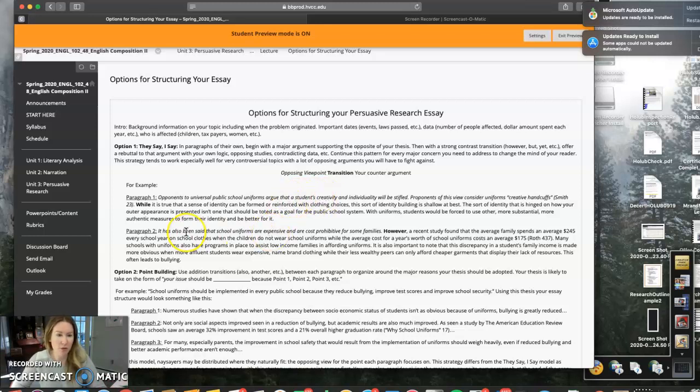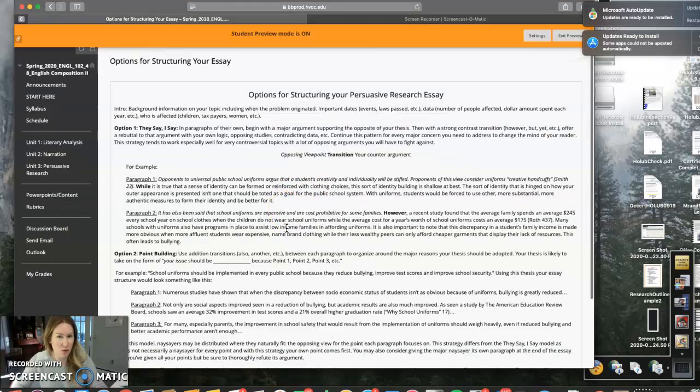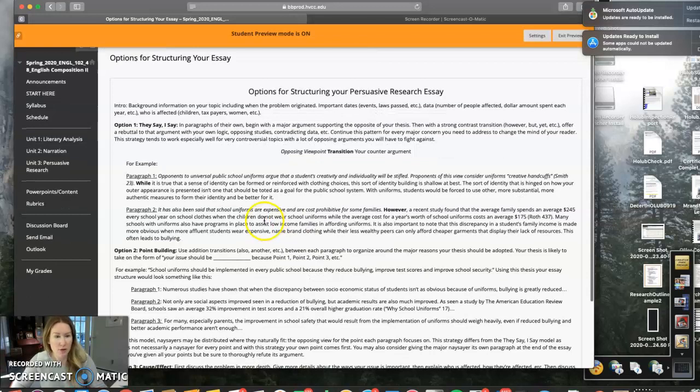So then in paragraph 2, this would be another naysayer. So you're not continuing to talk about this opposing viewpoint that views students' creativity as being under attack. This is another issue that you're either anticipating people having who don't agree with you, or this is something you've actually encountered in the course of your research. So paragraph 2 could start off again in italics with an opposing viewpoint. It has been said that school uniforms are expensive and are cost prohibitive for some families. In bold, here's a strong contrast transition. However, so here's your rebuttal to that, and again, it must be thorough.